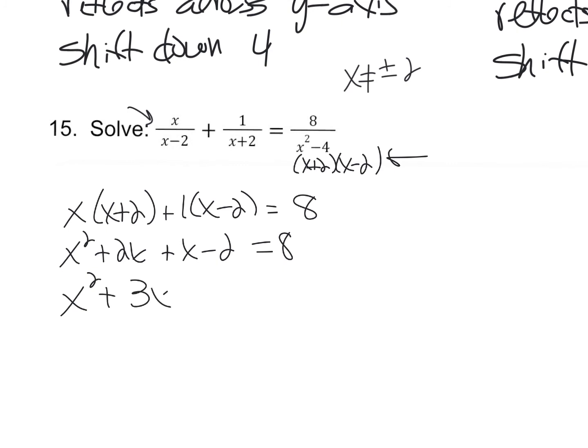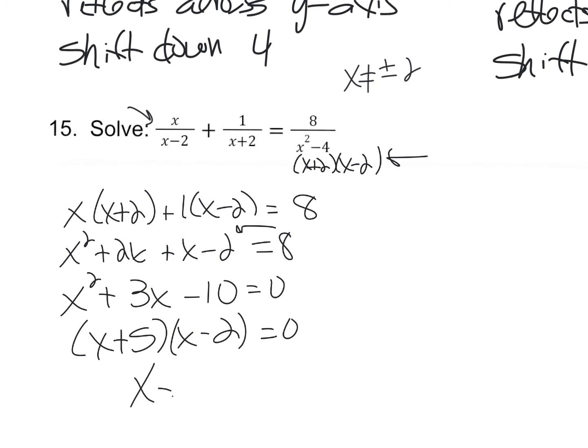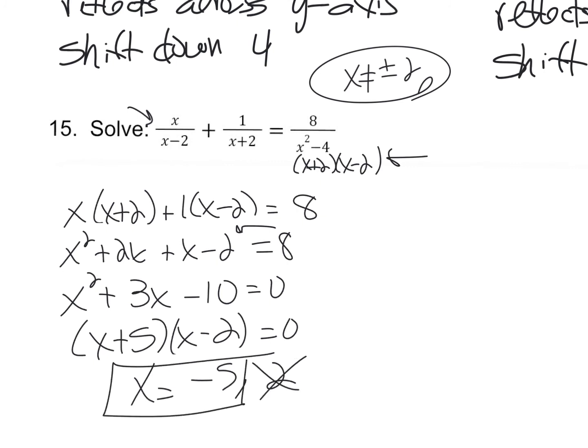2x and 1x is 3x. If I move that 8 over, it becomes minus 10. So I'm going to factor, and that becomes x plus 5 and x minus 2. So my two answers are negative 5 and positive 2. But remember, it can't be positive or negative 2. So the 2 is extraneous. My solution is x equals -5.